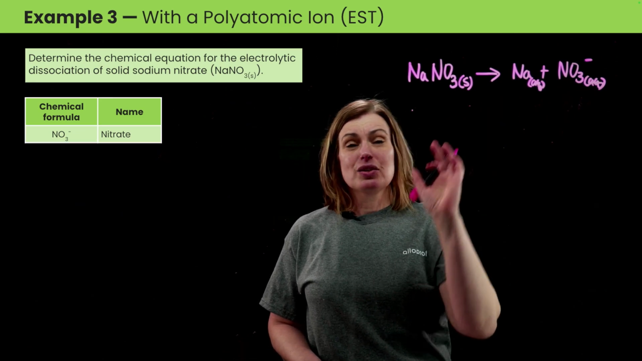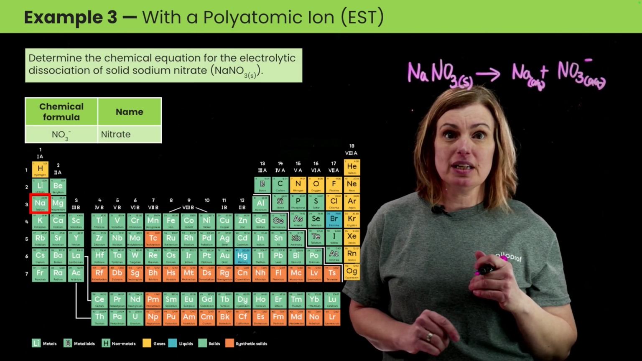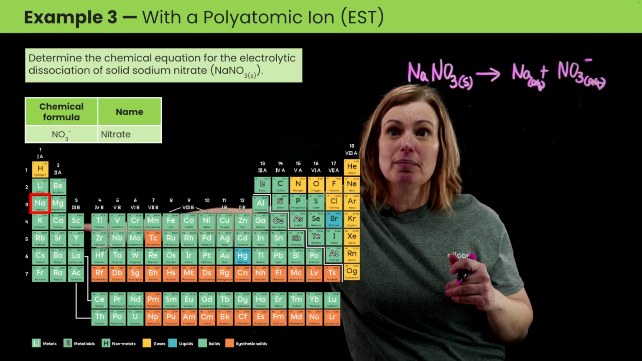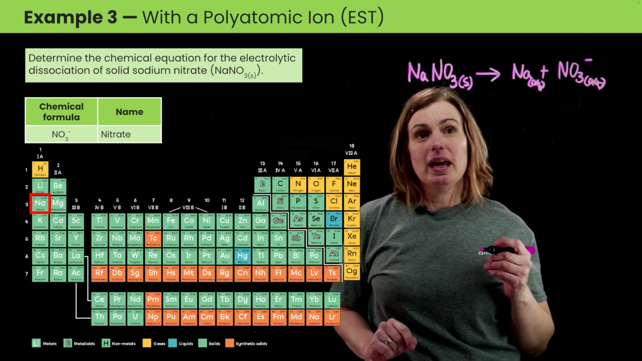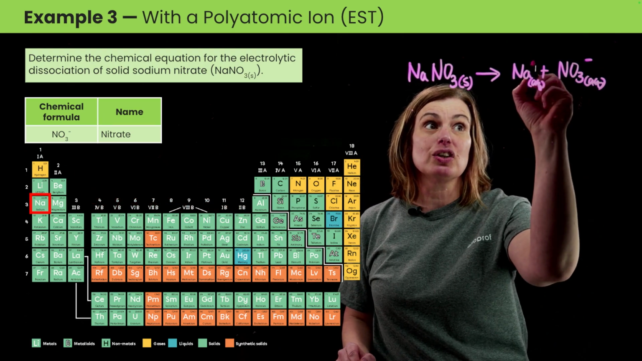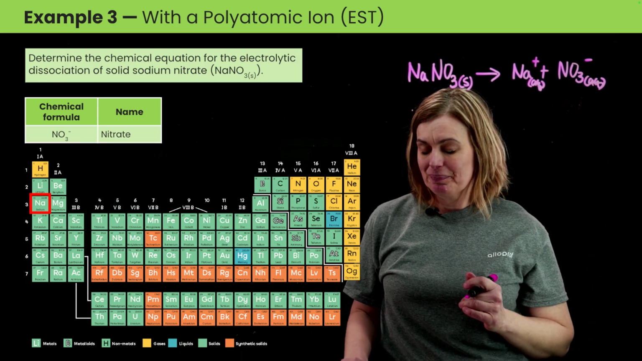Next, sodium is not polyatomic, so I can just get that right off the periodic table here. And you can see that it's part of the alkali metals at the end. So that's group 1A. And so it tends to have a charge of +1, which I just write as plus here.